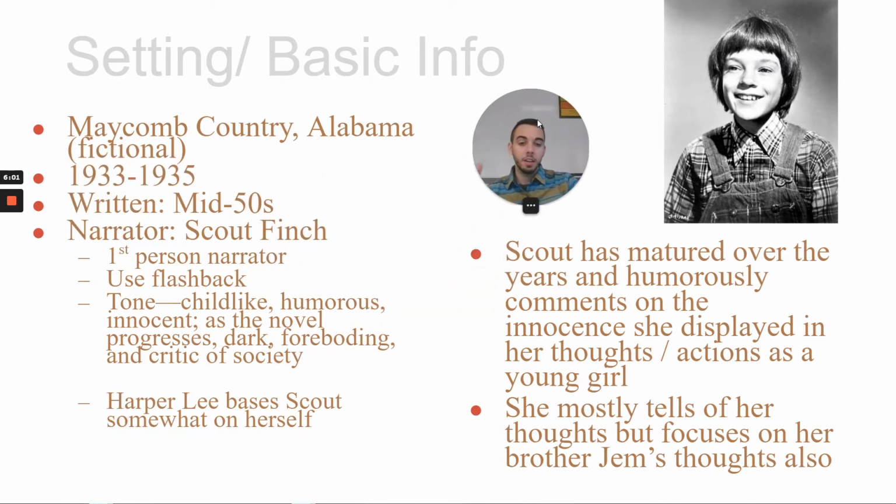So, first person narrator, written from Scout's perspective, and it's written from the future talking about the past. So it's a flashback, the whole thing is. Scout's tone is childlike because during the story, she's a child. She's humorous, she's innocent, and as the novel progresses, you'll see that there's some terrible stuff that happens, and so she gets very critical of society.